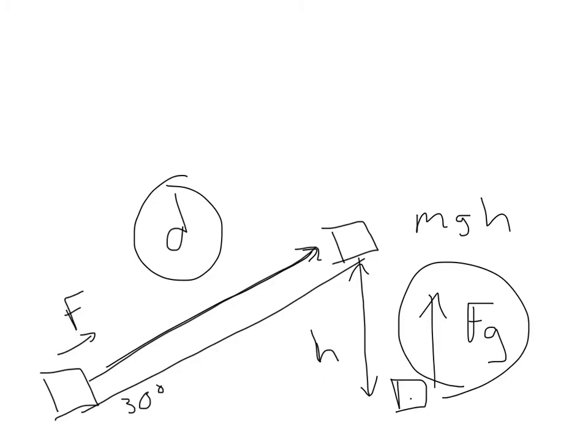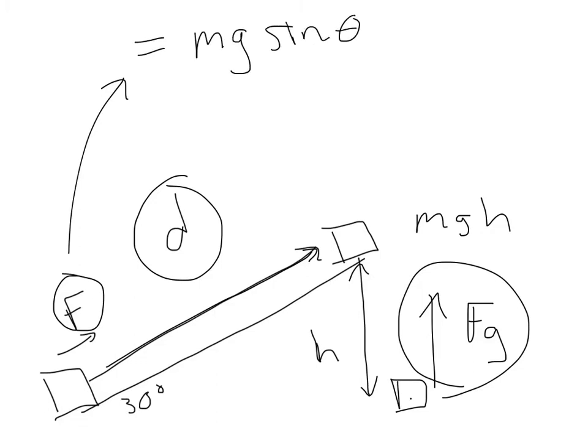So let's say I'm pushing the object up the ramp here. How much force does it take to push the object up the ramp? Well, in lab 8, I think, you found that the amount of force it took to keep an object in position on the ramp is equal to m times g times sine of theta.